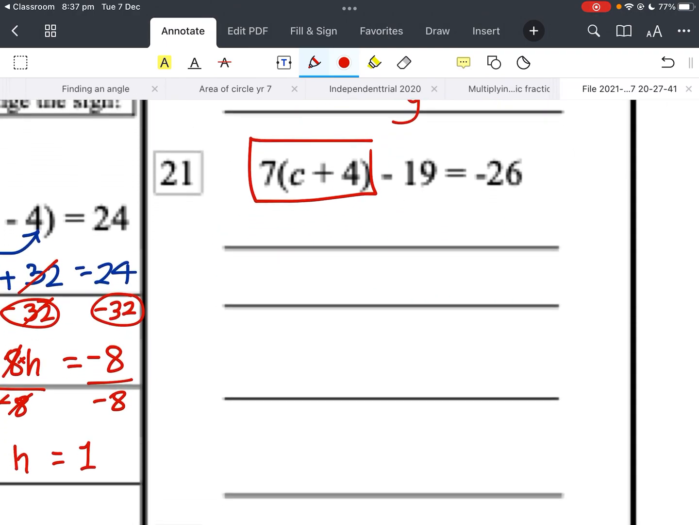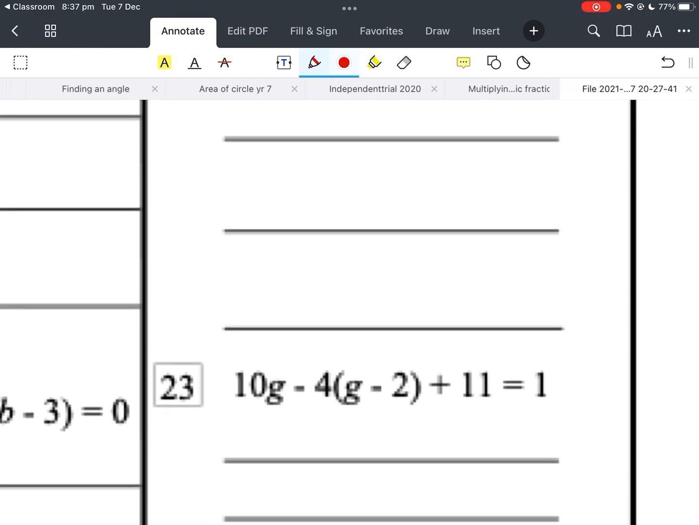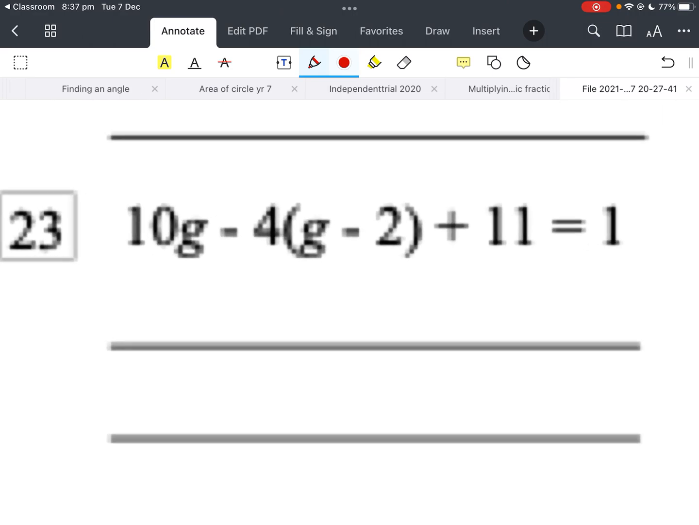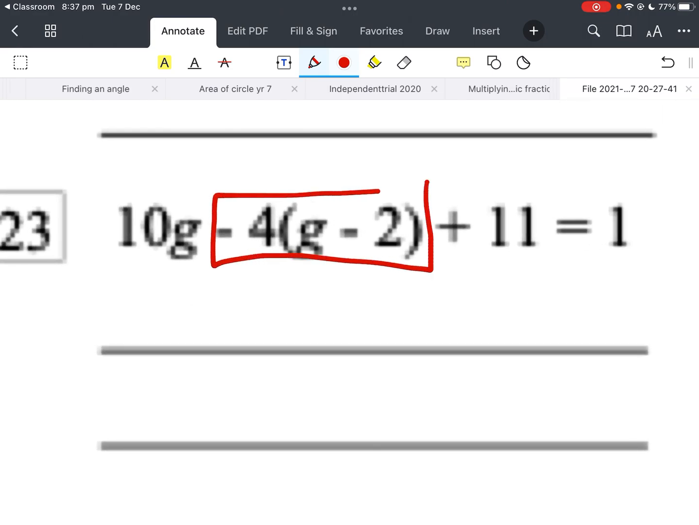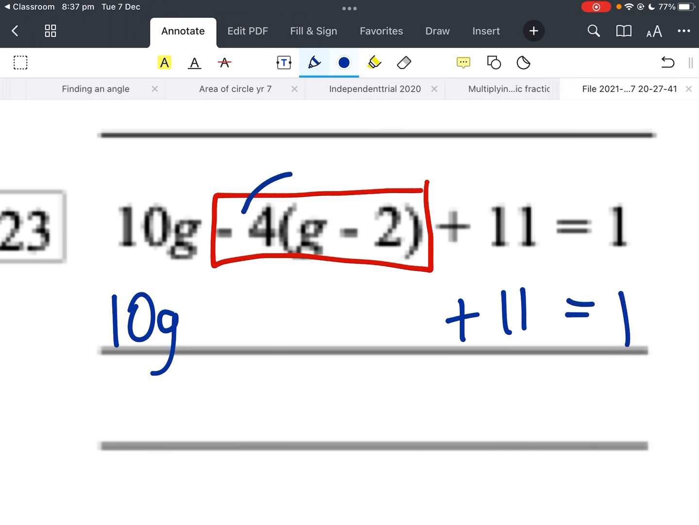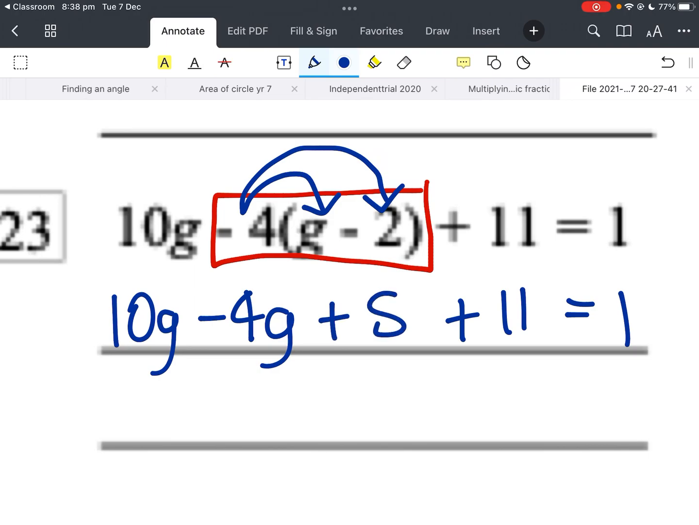Do the same with these ones. Expand the brackets first, write everything else out, collect your like terms, and then try and work it out. And these ones are all the same. So this one is a little bit harder. Expand this bracket first, including that minus in front of the 4, and write everything else down. So basically, 10g goes there, plus 11 goes there, 1 goes there. Negative 4 times g is negative 4g. And negative 4 times negative 2, well, a negative and a negative gives me a positive, and 2 times 4 is 8.